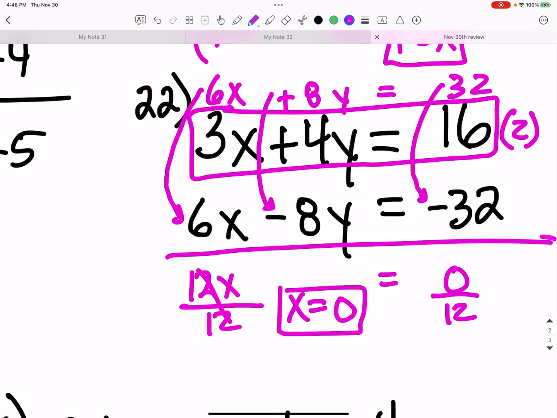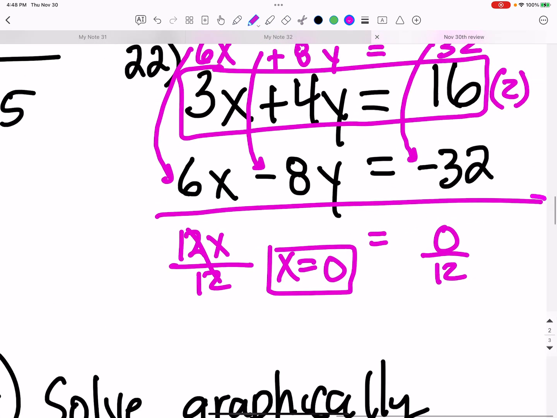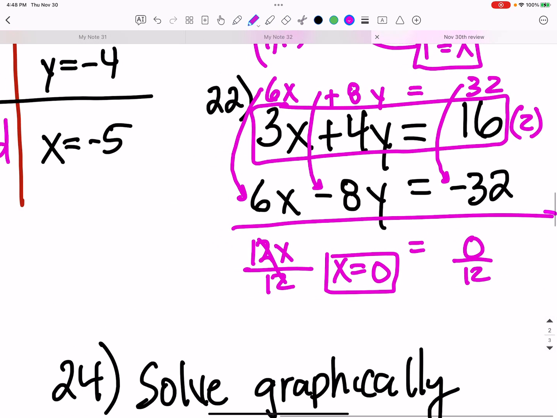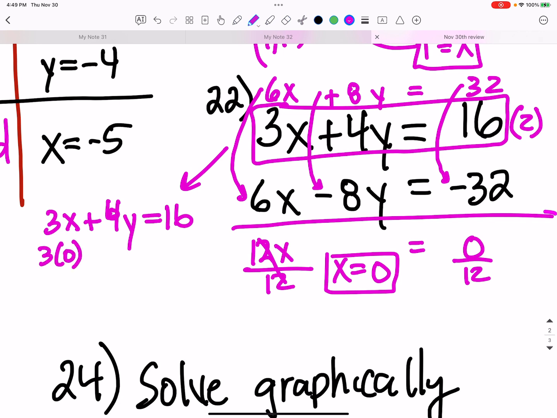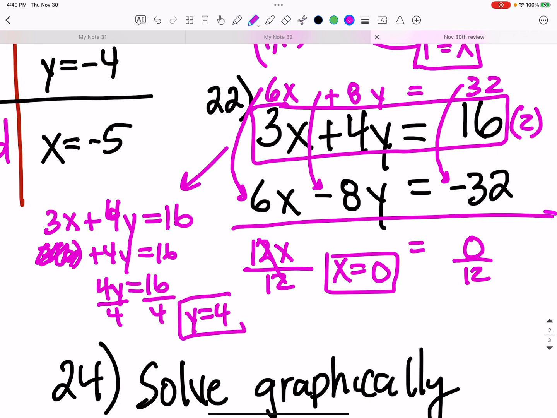So x is 0. Okay, if x is 0, that means I'm going to use this guy right here. 3x plus 4y equals 16. 3 times 0 plus 4y equals 16. Well, 3 times 0 means nothing, so this guy's gone. 4y equals 16. So divide by 4, y equals 4. All right, so the answer is 0, 4.